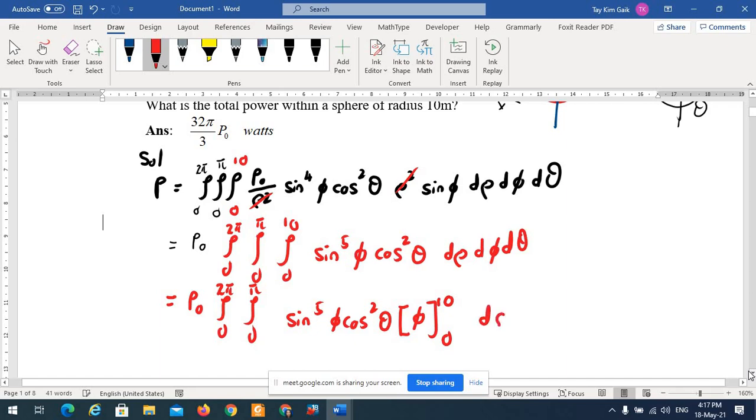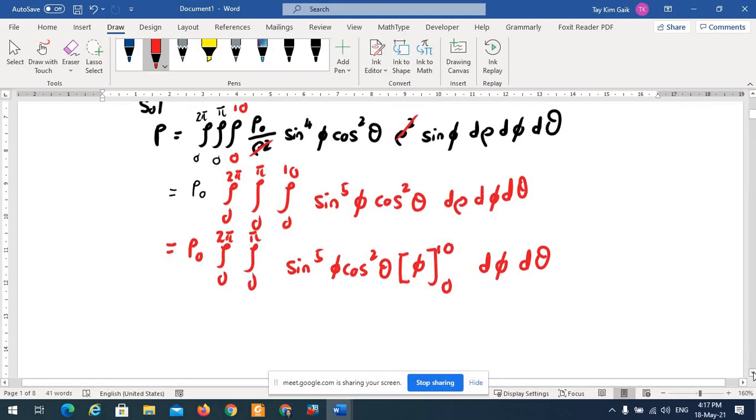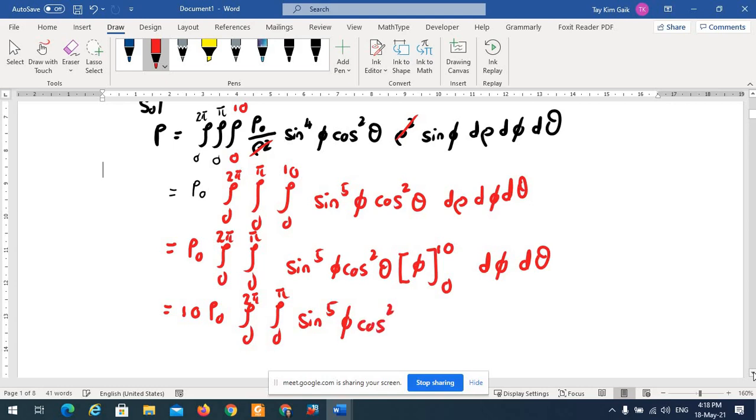Then what is left is to integrate with respect to phi and with respect to theta. Plug in the upper limit of rho and deduct the lower limit, so we have 10. Factor out 10 because it's constant. So 10 P naught, theta from 0 to 2 pi, phi from 0 to pi, sin to the power 5 phi cos squared theta d phi d theta.